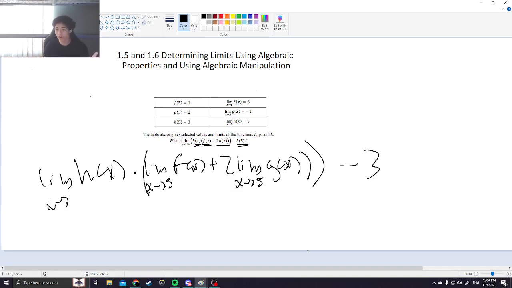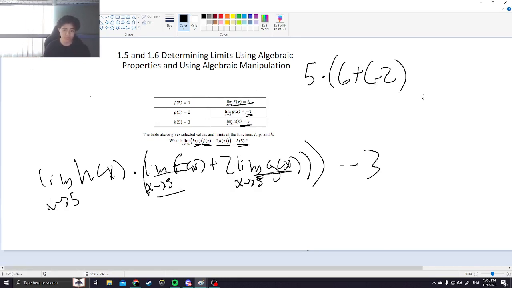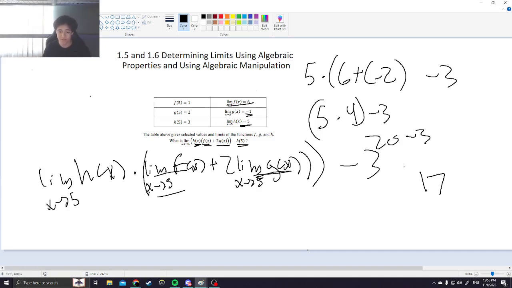Okay, and you still have this really long, really hard equation. What am I supposed to do with all these limits? Whatever. It's not hard. You take it step by step. Limit of h of x literally tells you it's 5. Okay, cool. 5 times what? The limit of f of x tells you right here is 6, plus g of x tells you right here is negative 1, times 2. So you have negative 2. Okay, cool. And then minus 3. So 5 times 4 minus 3 is all this is. So 5 times 4, you get 20. Minus 3, you get 17.